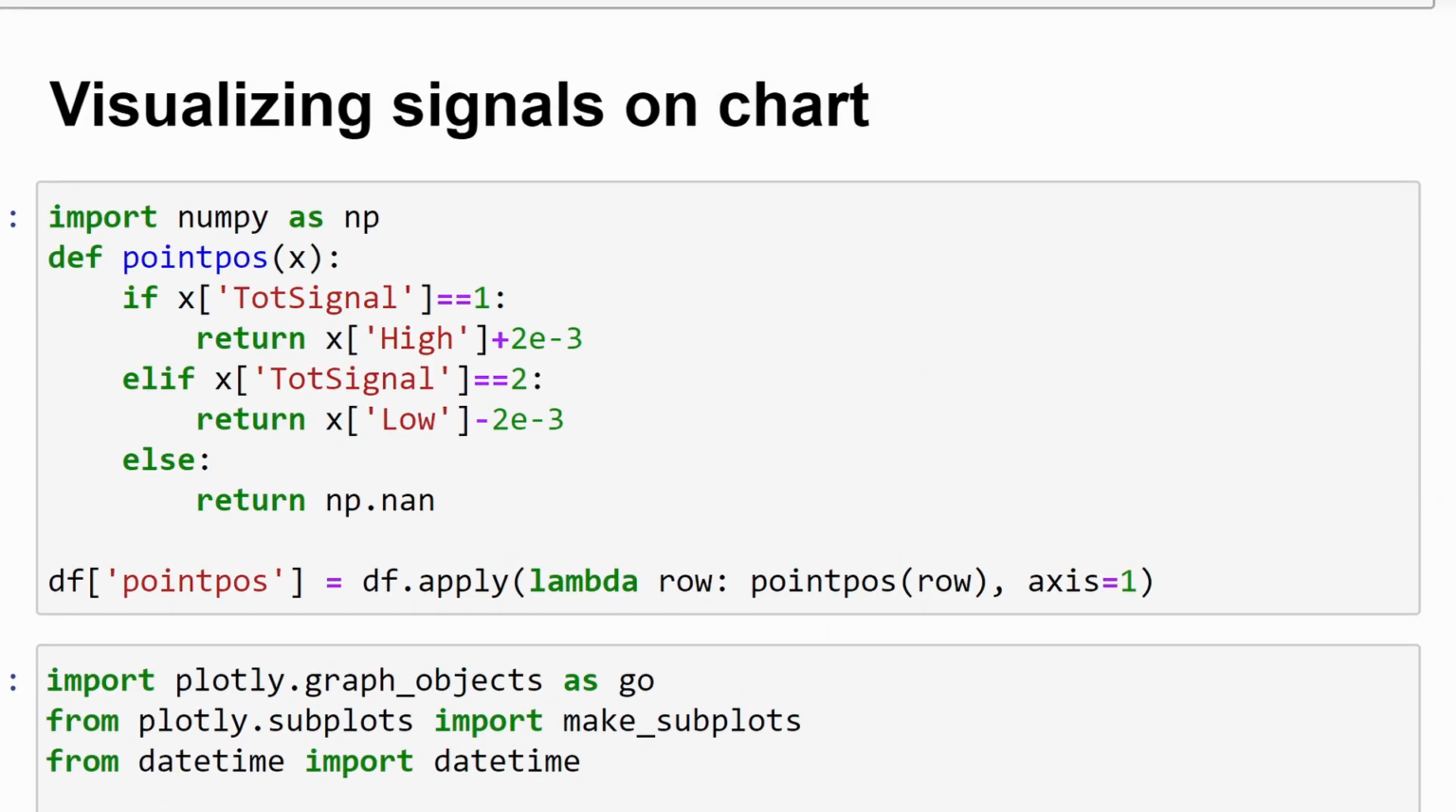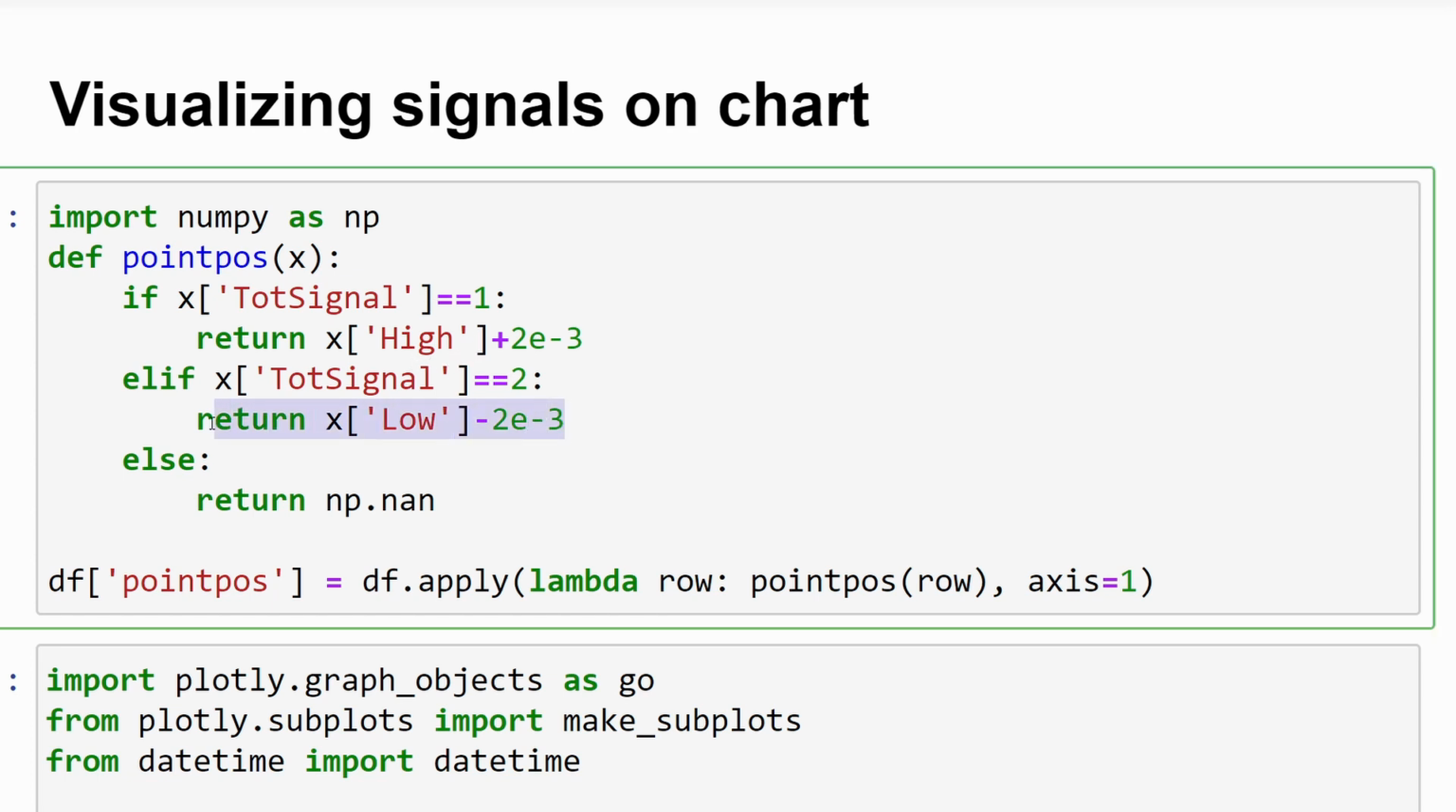At this point, we can start visualizing our signals on a chart just to check if our code is working properly. So I'm going to define a new function called point position. We have used this function in previous videos. It's simply to add points on the chart that we are going to plot. The points are added above the current candle if we have a selling signal, and below the current candle if we have a buying signal. Otherwise, we have no particular positioning for the signal point.